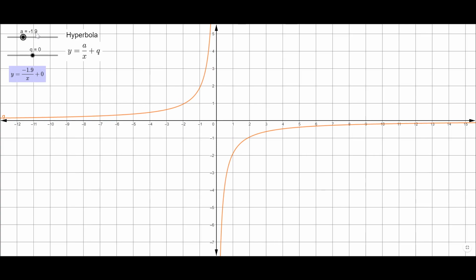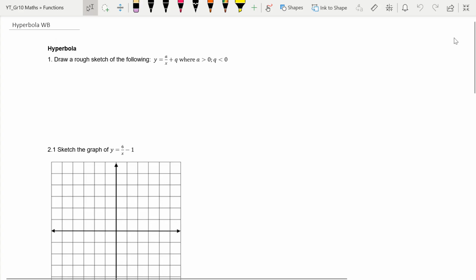Okay, let's go ahead and do some questions. Let's do 4 different questions on the hyperbola. We're going to draw, we're going to find the equation of it, and then we're going to do some interpreting questions. So for the first one, it says, draw a rough sketch of the following. Now, we must be able to identify that as a hyperbola because our x is in the denominator there.